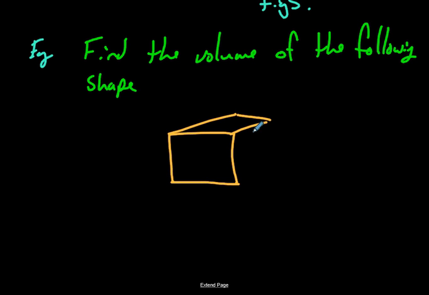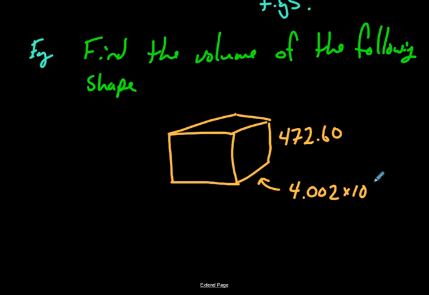Cube-like, not quite a cube, but cube-like. Let's say you measured this side to be 472.60, this one to be 4.002 times 10 to the 2, and this side to be 37.8. I'll leave it at 37.8. We'll say all these are centimeter values, and you want to find the volume.